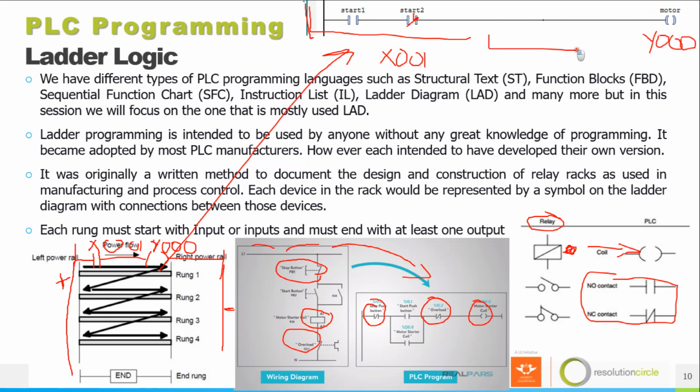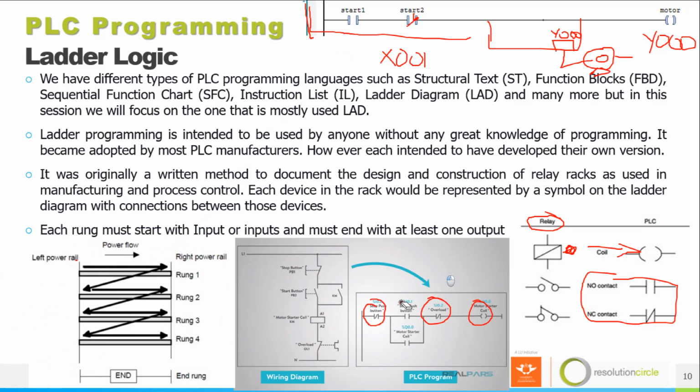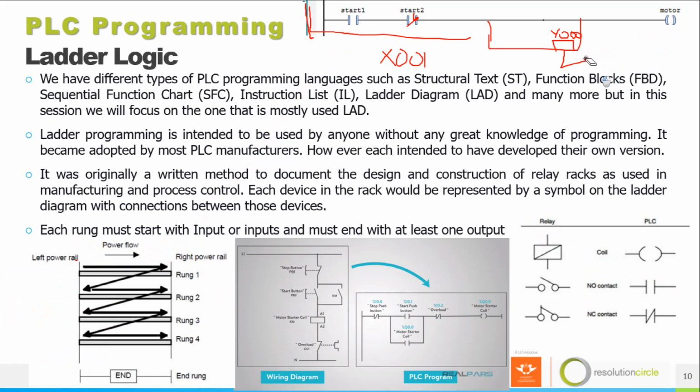When I come to wire it, this will be my output, this will be my Y000. Then that's where I'm going to connect my motor. Then on your input also, you will connect according to the way you've addressed your input. So when you are programming a PLC, you must address your input and your output.